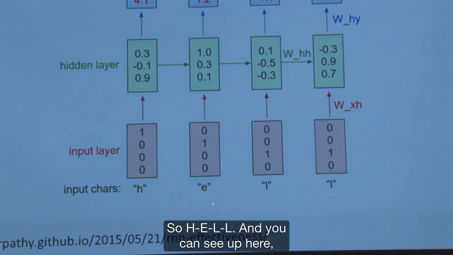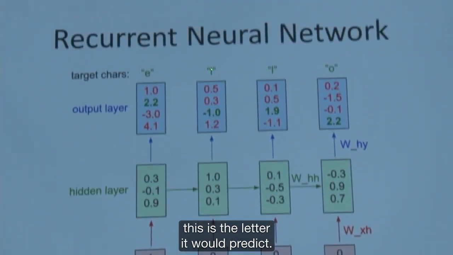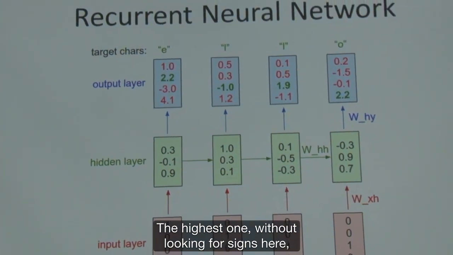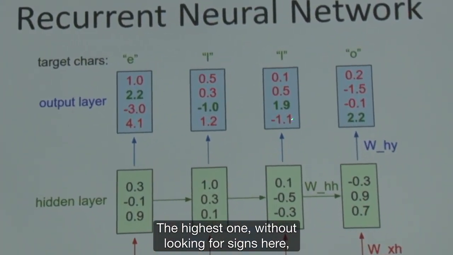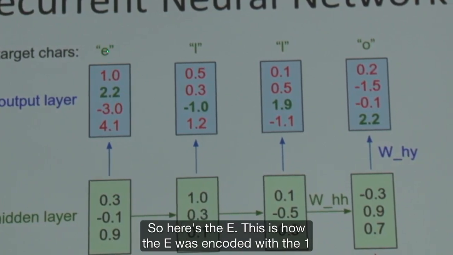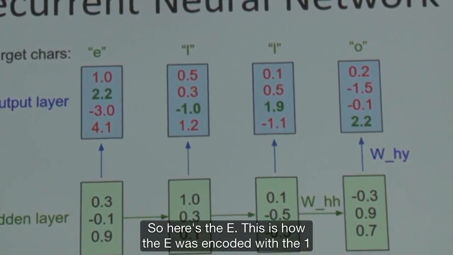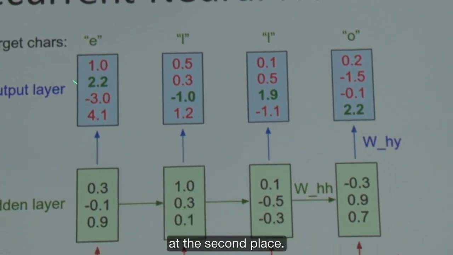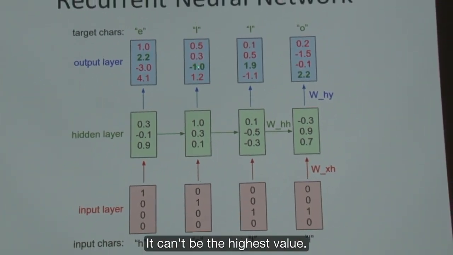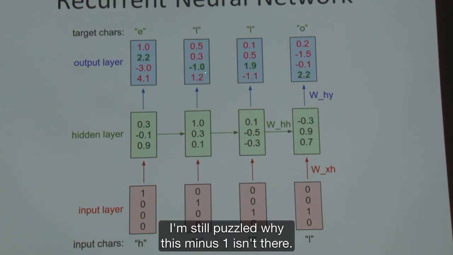So H-E-L-L, and you can see up here, this is the letter it would predict, the highest one, without looking for signs here. The highest value here wins. So here's the E here, right? This is how the E was encoded with the 1 at the second place. So no, that's not true. It can't be the highest value. I'm still puzzled why this -1 is in there.